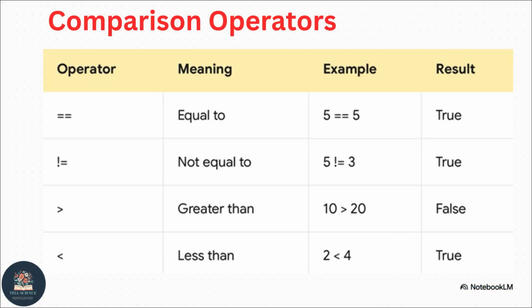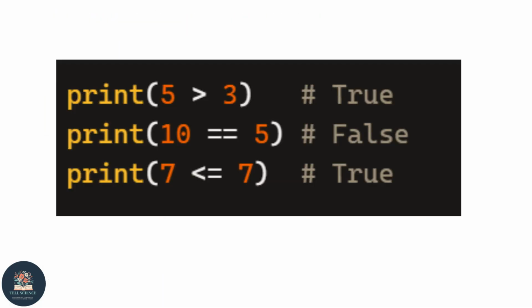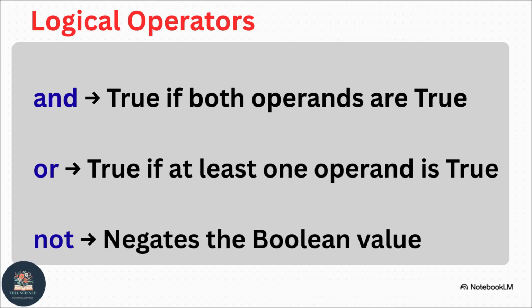Okay, the first set of tools we've got are the comparison operators, and they do exactly what it sounds like. They compare two values. Is 5 equal to 5? That double equal sign asks the question, and yep, the answer is True. Is 10 greater than 20? No, so Python gives you back False. Every time you use one of these, you get a Boolean.